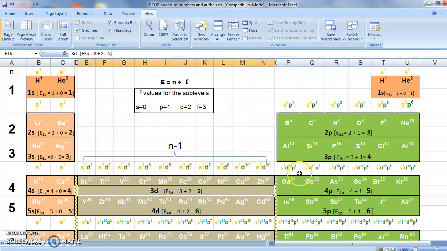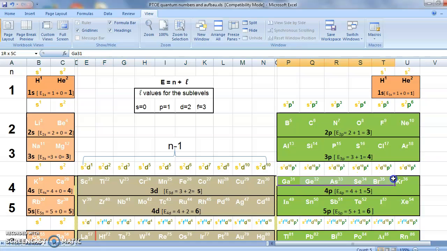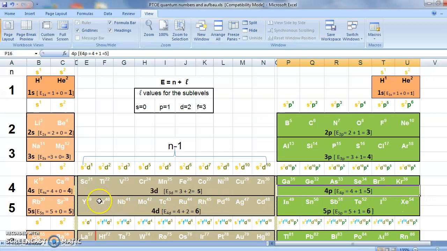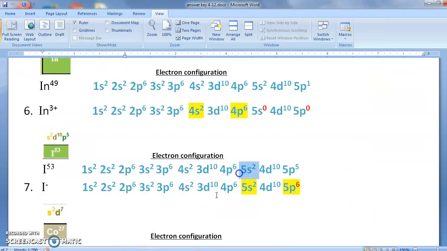3D. How many elements are there? 10. So I write 3D10. Now I'm right here. 4P6. There's the 4P. There's 6 elements there. 4P6. Now I'm on the row with iodine on it. That's the level with iodine. 5S. There's 2 elements there, as we predicted.